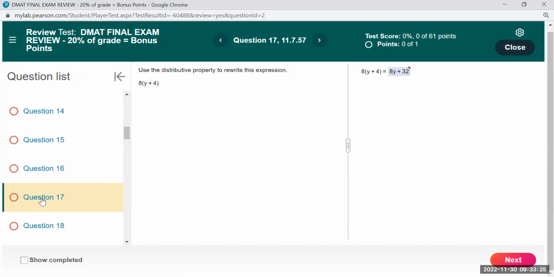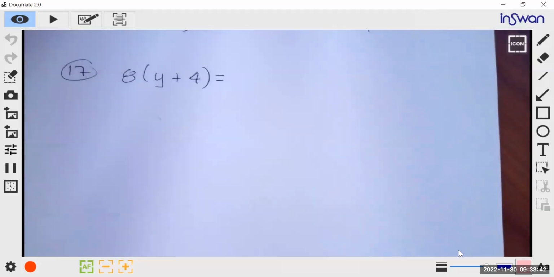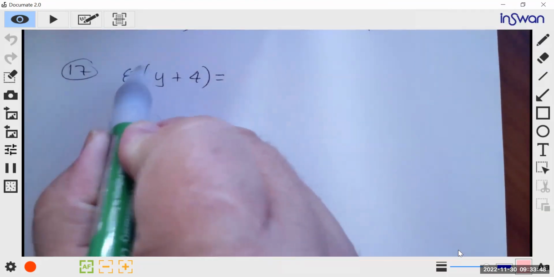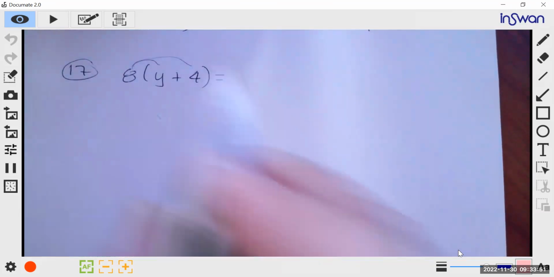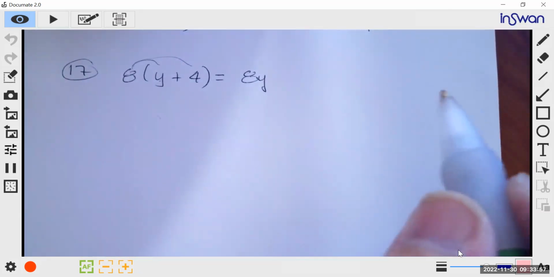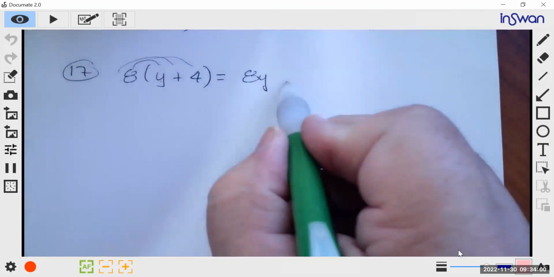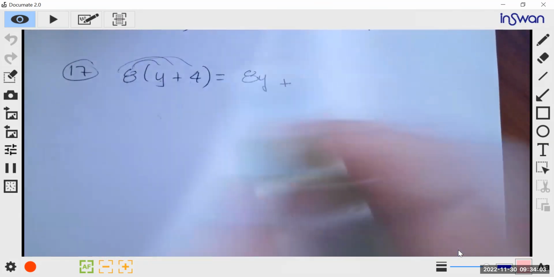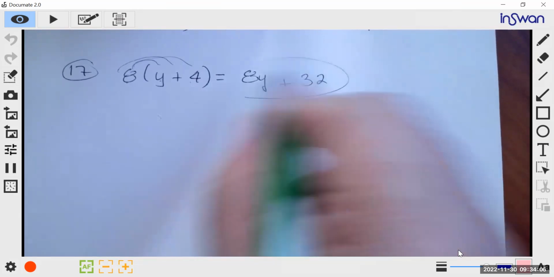Number 17. Use the distributive property. 8 times y plus 4. Remember what the distributive property does? It takes whatever's in front and multiplies it to everything inside the parentheses. So 8 times y is 8y. Positive times positive is positive. 8 times 4 is 32. And there's your answer.